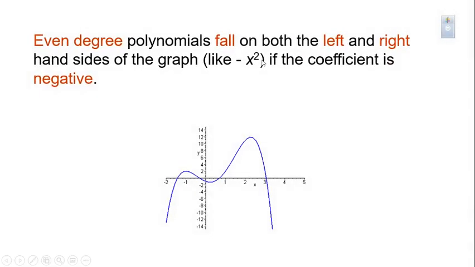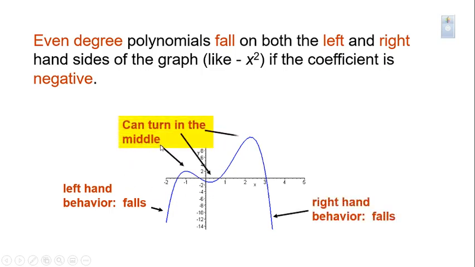Now, if the degree is even and the leading coefficient is negative, what that does is effectively flip the graph upside down. So the end behavior is going to be negative infinity for the y values as x goes to the left or as x goes to the right. The end behaviors will be the same again because the degree is even. But as x goes to negative infinity, y goes to negative infinity, and as x goes to positive infinity, y goes to negative infinity. The graph could turn a number of times in between, but at the ends, the behaviors are the same. As x approaches negative infinity, y approaches negative infinity. As x approaches positive infinity, y approaches negative infinity.